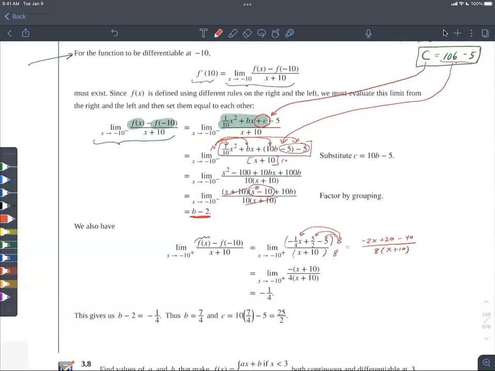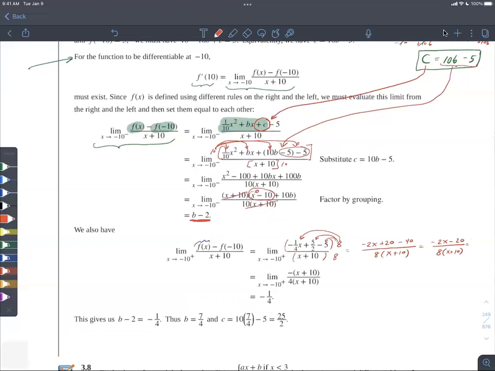Let's see what happens. Negative 2x minus 20 is what we end up with on top. 8 times x plus 10, and you can see that we can cancel a 2. If we factor from the top, we can factor a 2, and actually a negative 2, it looks like. Negative 2 factors and leaves us with x plus 10. On the bottom, we have 8 times x plus 10. And if we cancel a factor of 2, we're left with just a negative 1 on the outside, and then a 4 on the bottom, and 2 factors of x plus 10, which is where they go from here.